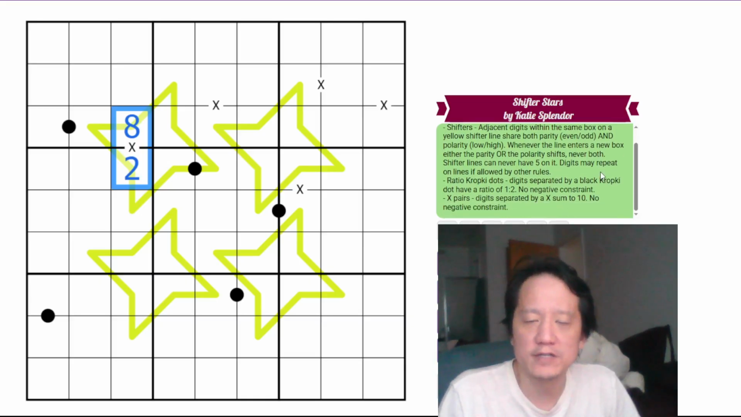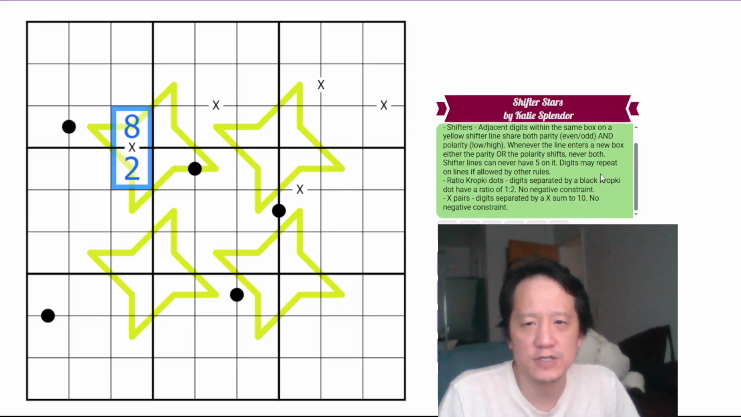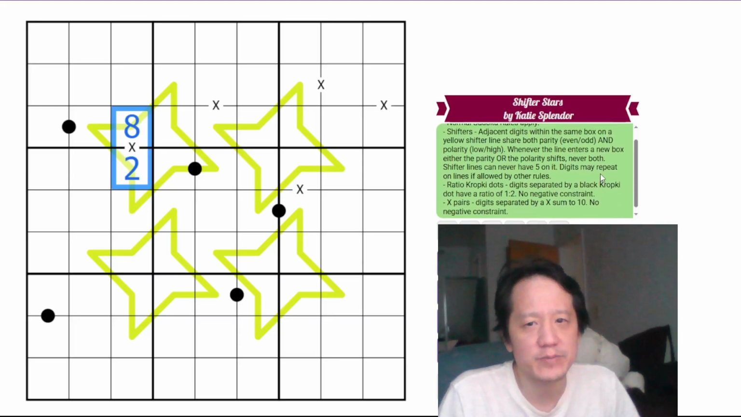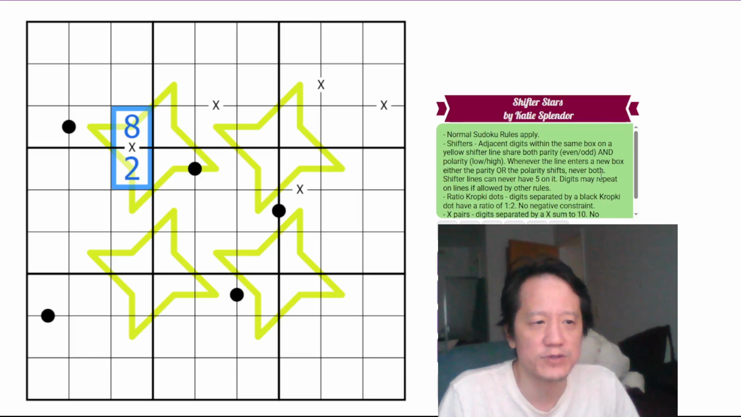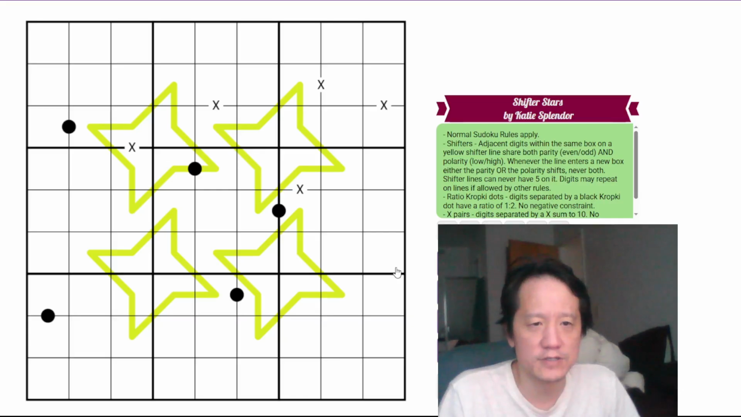I wanted to do this puzzle because it's a shifter rule set, which is gaining a little popularity. It's not that common still, but it's an interesting rule set with some interesting implications. Anyways, if you want to play along, there's going to be a link in the description. And now I'm going to get started. Let's learn how to Sudoku.